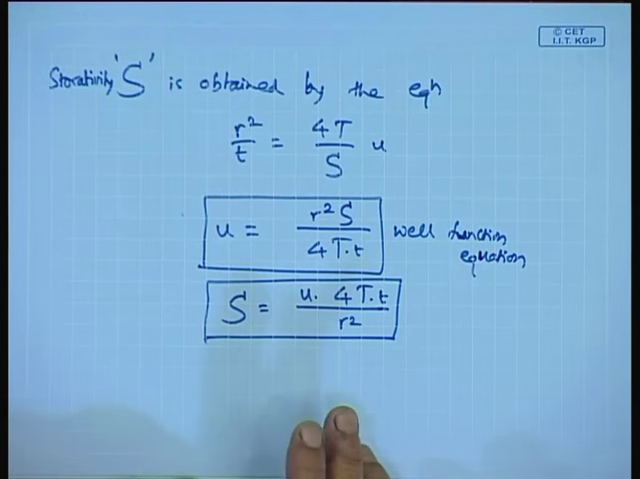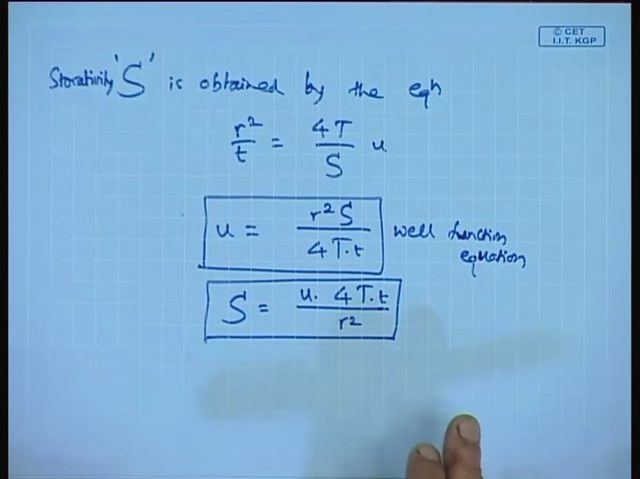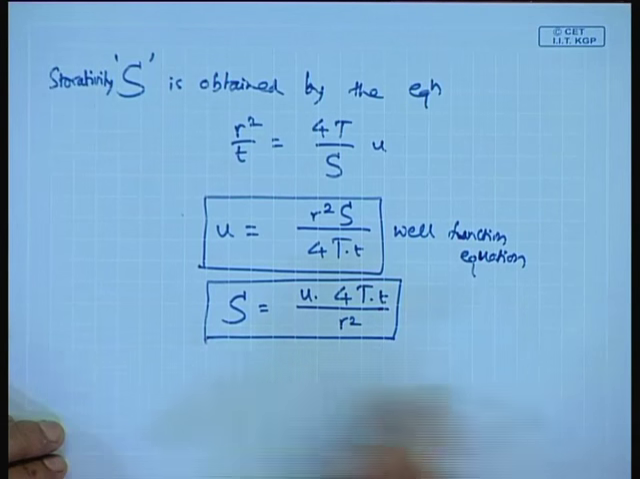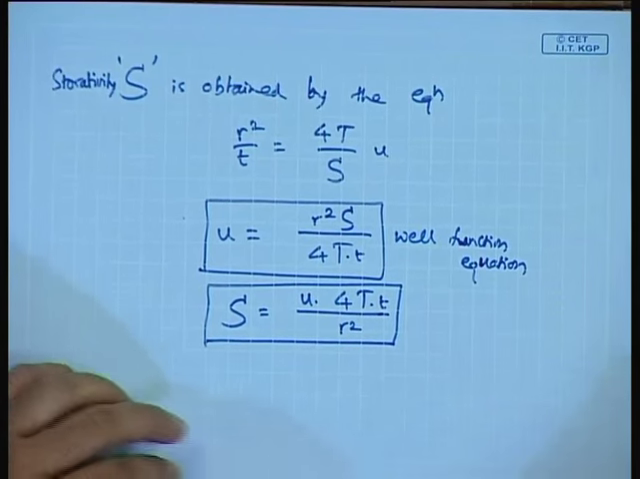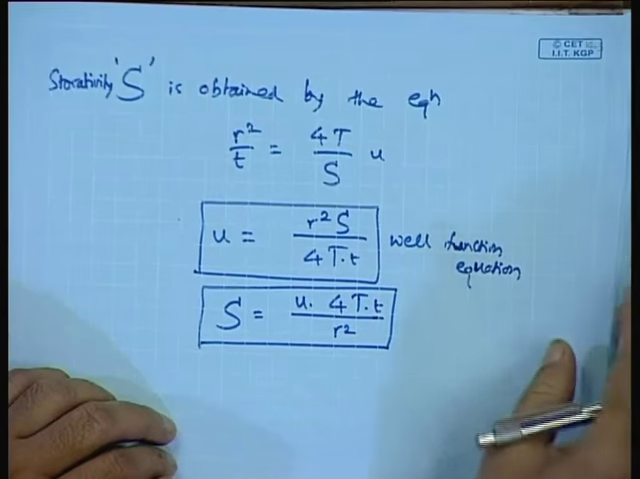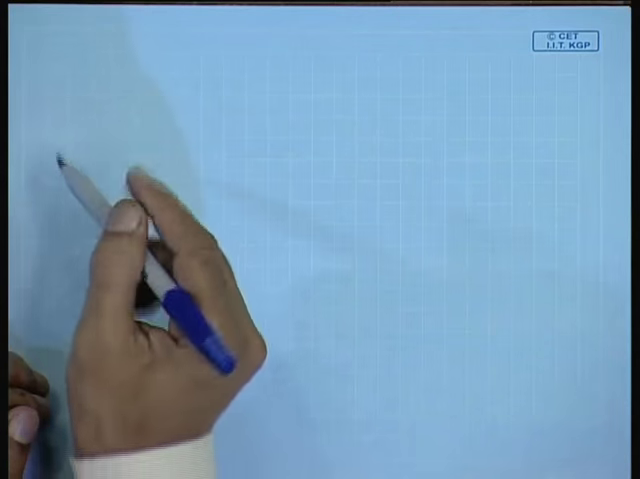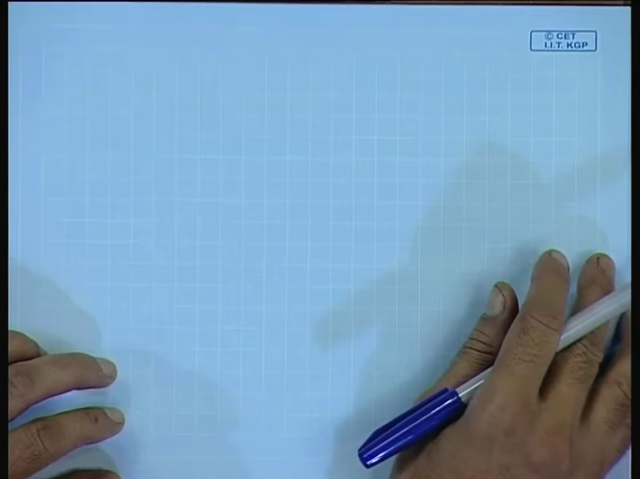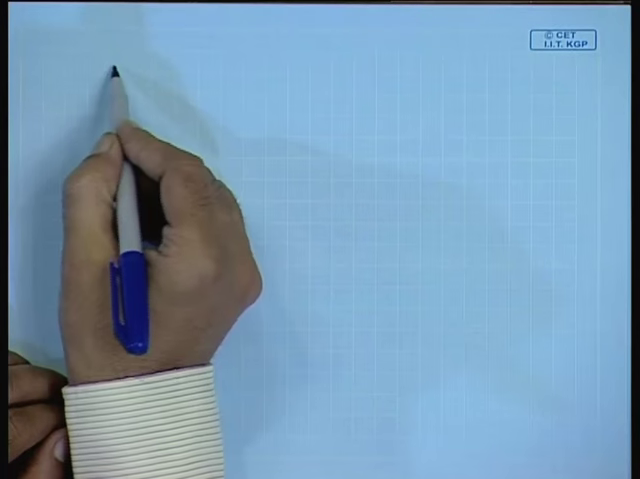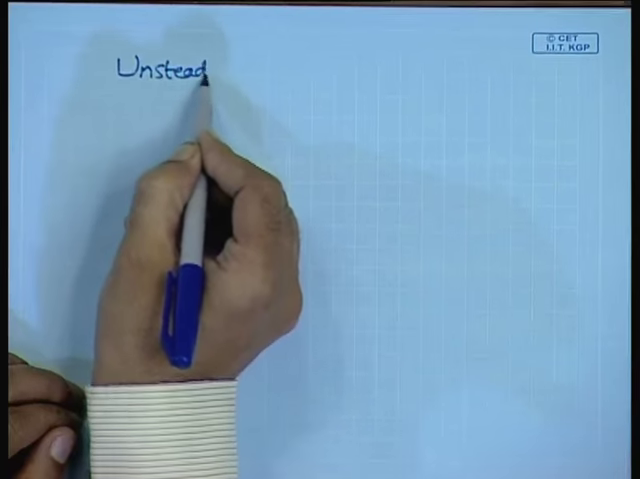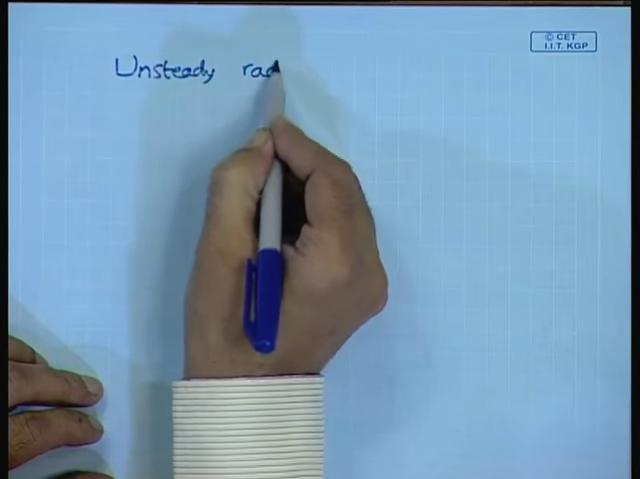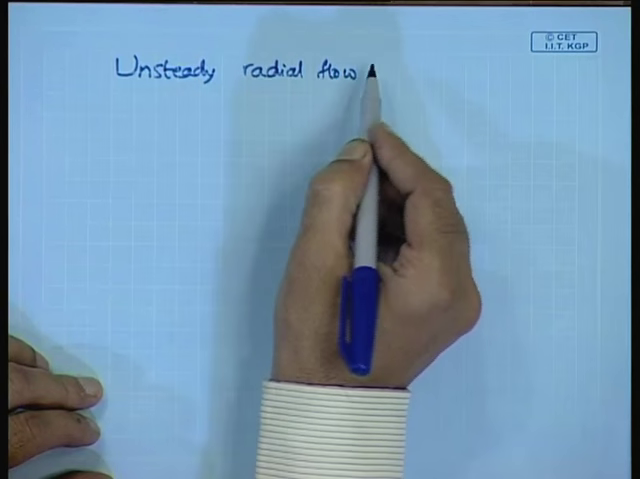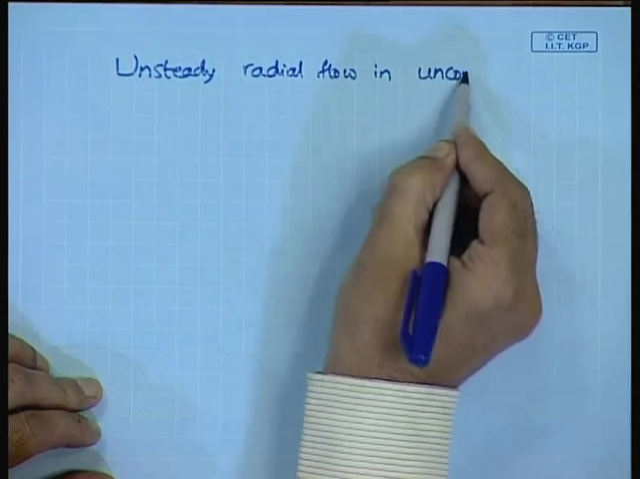Okay. And so, now we will move on to the unsteady radial flow in unconfined aquifers. So, this Chow's method is the third method by which we can solve the Theis equation, and now we will move on to unsteady radial flow in unconfined aquifers.